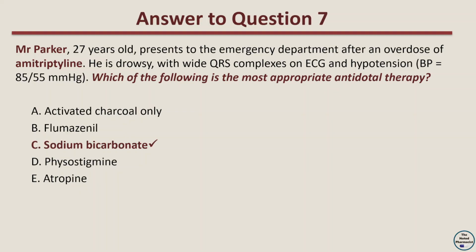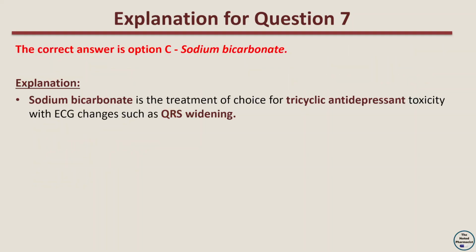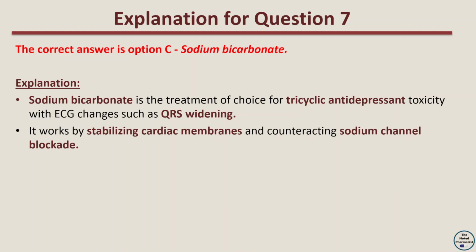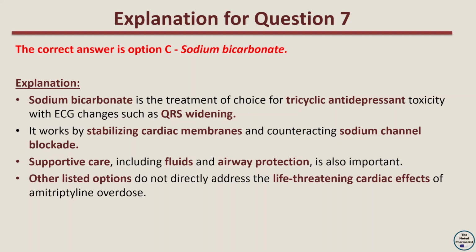The correct answer is option C, sodium bicarbonate. The explanation is that sodium bicarbonate is the treatment of choice for tricyclic antidepressant toxicity with ECG changes such as QRS widening. It works by stabilizing cardiac membranes and counteracting sodium channel blockade. Supportive care, including fluids and airway protection, is also important. Other listed options do not directly address the life-threatening cardiac effects of amitriptyline overdose.